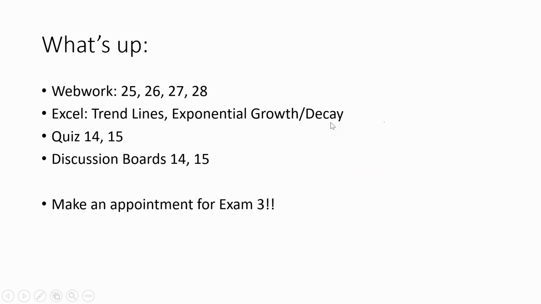With these four sections, there are the four web work assignments and two Excel assignments. The trend line assignment in Excel deals mostly with section 26, and I will do an Excel demonstration in this section today so you can see how that looks. The exponential growth indicator is sections 27 and 28 together. We've got two quizzes, two discussion boards, and make an appointment for exam 3. Remember, the hard due date for all of unit 3 is next Saturday at noon. If you don't have your exam already scheduled, you might want to do that.